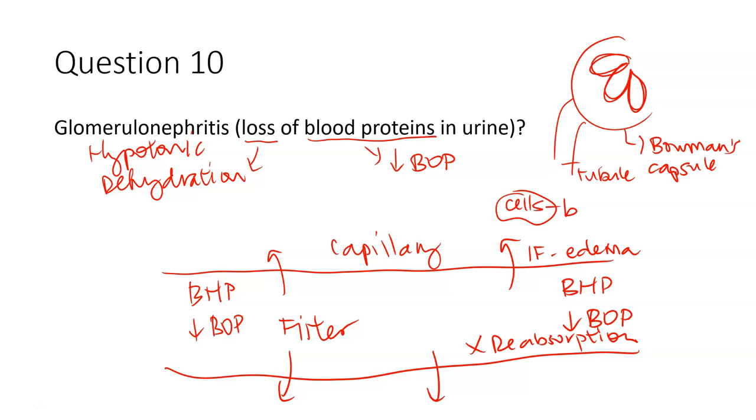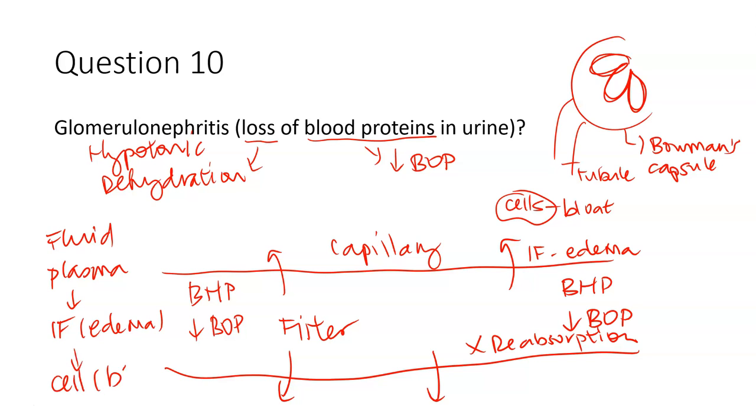They bloat. Okay, so just keeping track of the fluid movement here. The fluid moves from the blood plasma into the interstitial space first, causing edema, and from there into our cells, they will bloat. Well, I hope this has helped and that you've got the hang of these fluid electrolyte balance problems.